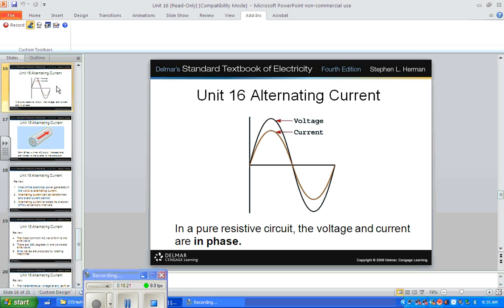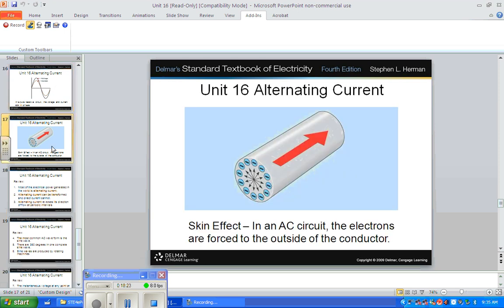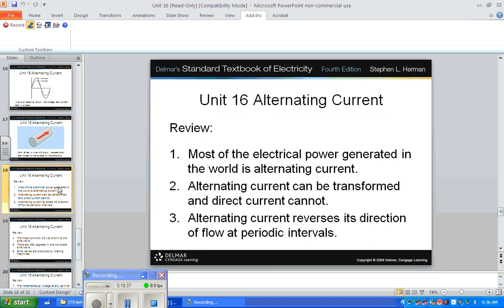Okay? So, skin effect. We don't really need to talk about skin effect. Electrons would much rather go around the outside of the skin of a wire than down the middle. I'm not sure why, but that's just the physical thing that happens in the world. And then a review of everything we just learned.